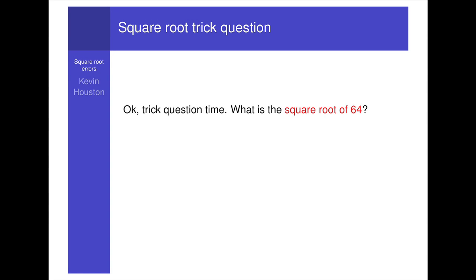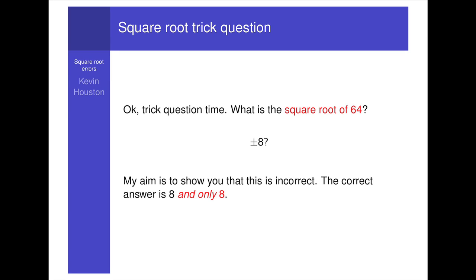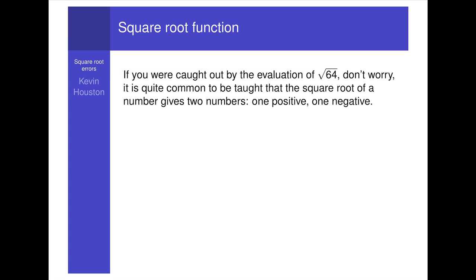Okay, trick question time. What is the square root of 64? Some people would say plus or minus 8. My aim is to show you that this is incorrect. The correct answer is 8 and only 8. No minus 8s should creep in. If you are caught out by the evaluation of square root of 64, don't worry.